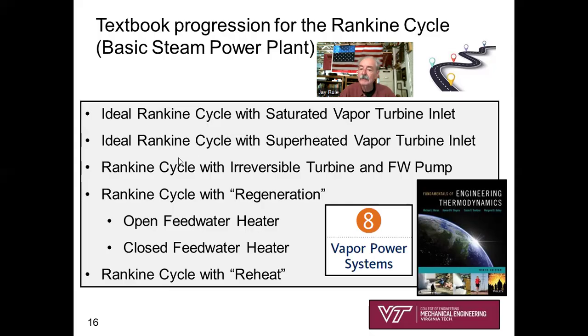Next step is to add a little real world to that, with the Rankine cycle with an irreversible turbine and feed water pump, just like I showed on that second TS diagram. Now, you're going to get good at that. About halfway or 60% through the chapter, we introduce what's called regeneration, or in other words, heating of the feed water by taking some steam from the turbine. Instead of going all the way through the turbine, we take some steam and use it to preheat the feed water before going to the boiler. That is commonly practiced in most power plants.